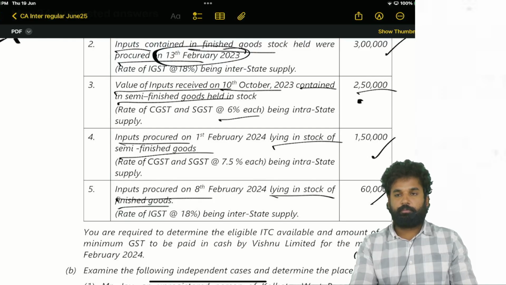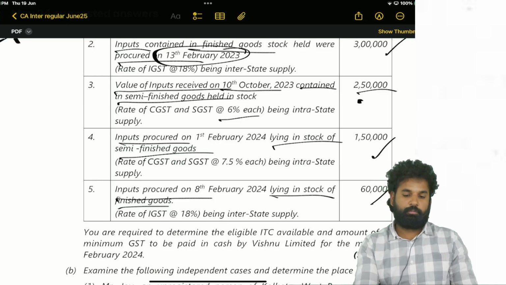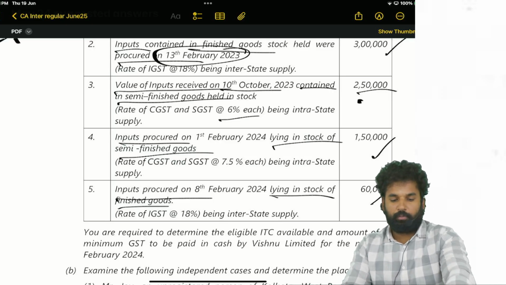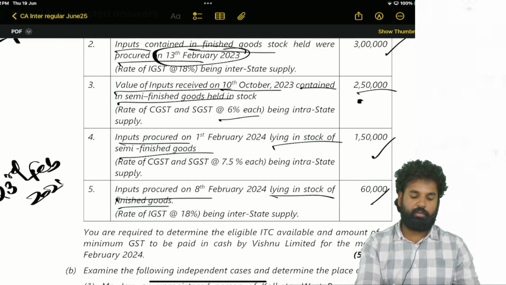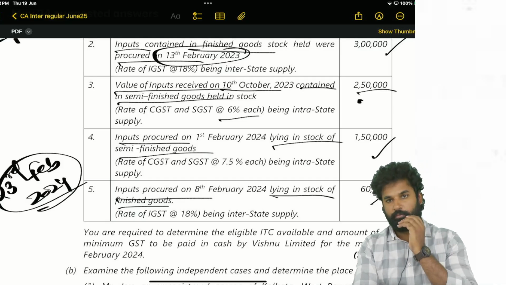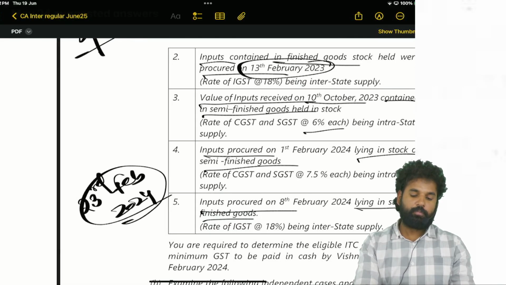Which can be claimed? Inputs lying in stock. By which date? By 23rd February 2024. Okay, by that date. Okay, next.